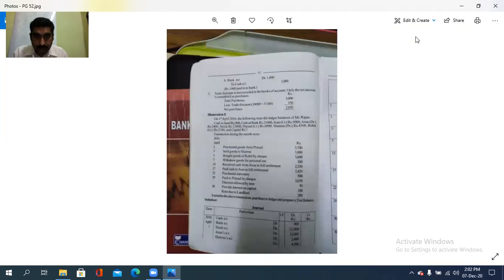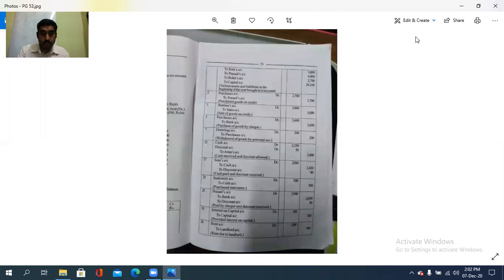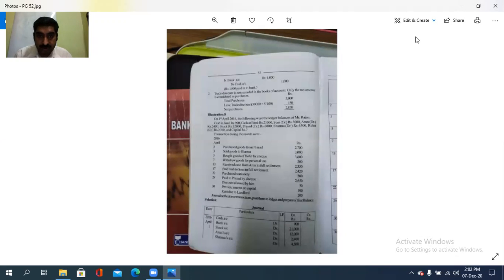And next is paid to Prasad by check 2650, and discount allowed by him 50. So paid to Prasad by check 2650. So Prasad debtor, discount allowed by him, that is 50. So Prasad debtor to bank, to discount account, instead of 2700.